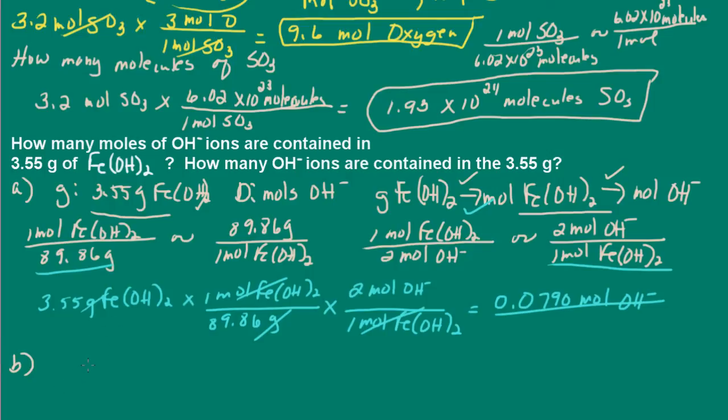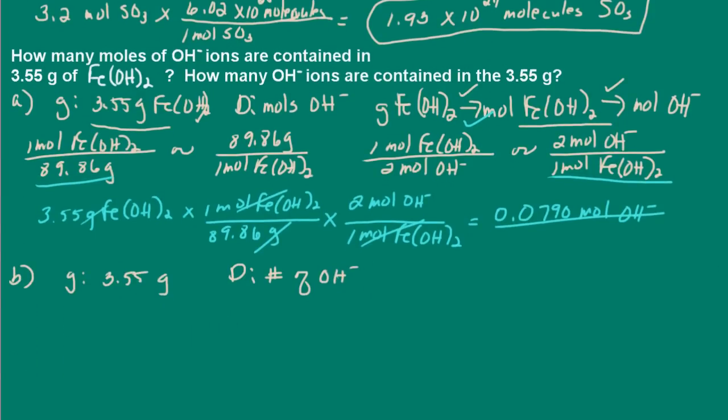So I already determined the number of moles of hydroxide ion in the first part, but I'm going to go ahead and draw out the roadmap anyway. Our given here is 3.55 grams. Our desired would be number of hydroxide ions.